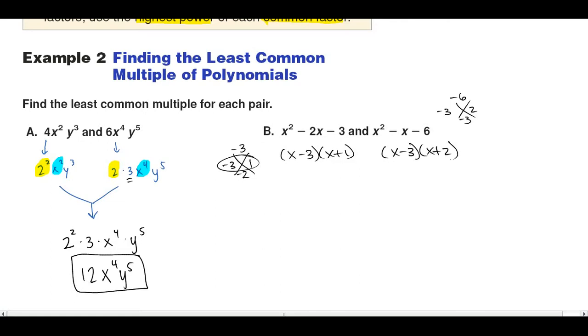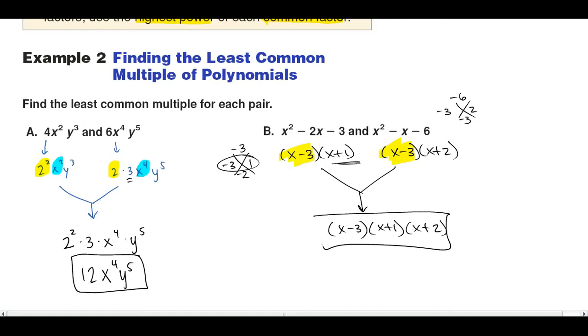And now remember what they have in common. We'll take the largest power. So they both have an x minus 3 in them to the first power. So I'm going to keep x minus 3 as my factor. Then this guy needs an x plus 1, and we need all the factors of everybody, not just the ones they have in common. So he needs an x plus 1, and this guy wants an x plus 2. And there is my least common multiple. And that's how you find least common multiples.